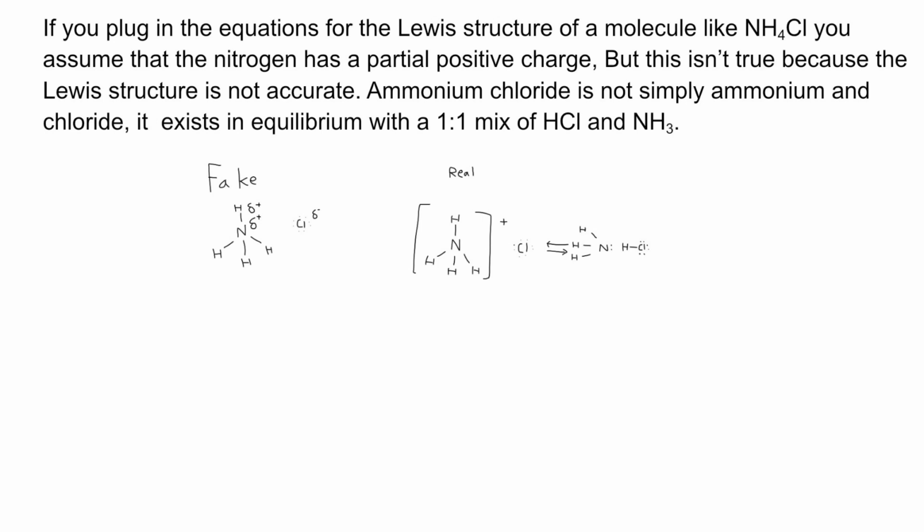If you try and plug in the equations for the Lewis structure of ammonium chloride, you assume that the nitrogen has a partial positive and the hydrogen also have a partial positive charge. But that is not true, because the nitrogen is being reduced by the hydrogen, so it actually has a partial negative charge. The fake structure is the ammonium has a positive charge and the chloride has a negative charge. But in reality, the ammonium chloride exists in equilibrium with a mixture of hydrogen chloride and anhydrous ammonia.